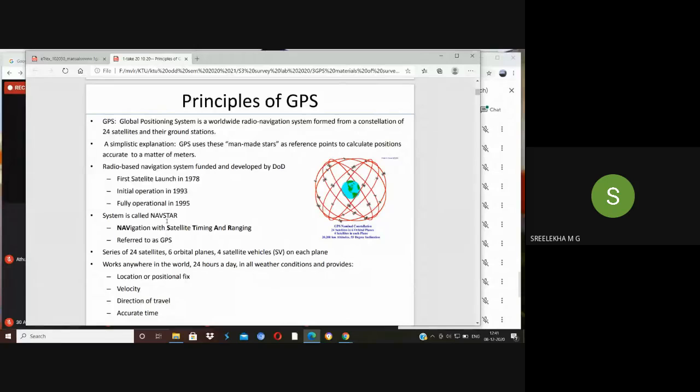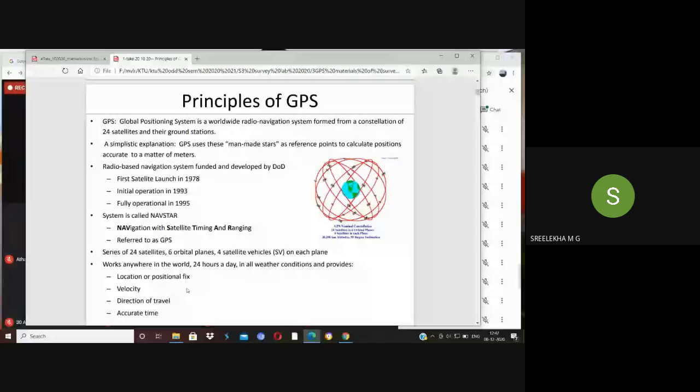So Navstar is short for navigation with satellite timing and ranging. We can say it is the GPS, referred to as Navstar GPS, installed by the United States. So what is GPS actually? It's a series of 24 satellites with 6 orbital planes. They will be orbiting in 6 orbits.